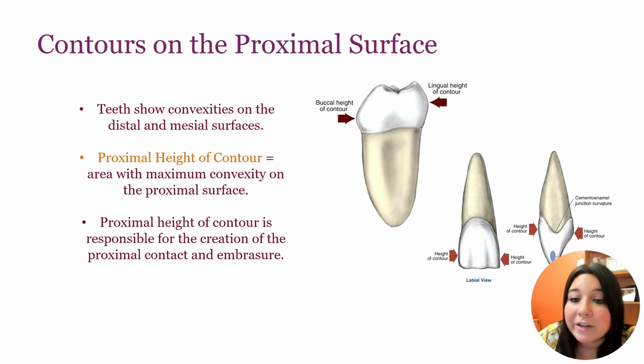A poor or defective proximal contour will cause food impaction, which can lead to decay. It'll be harder to clean in between your teeth, and that could lead to periodontal issues and also recurrent decay.